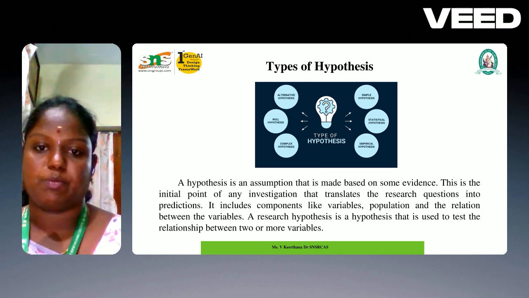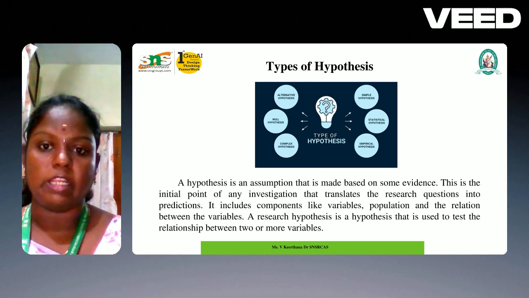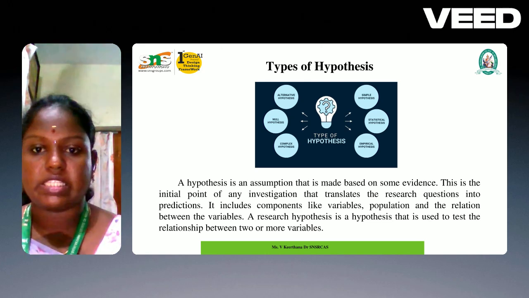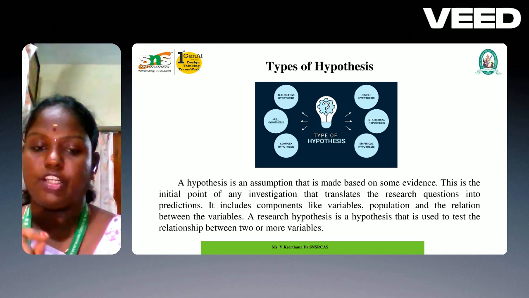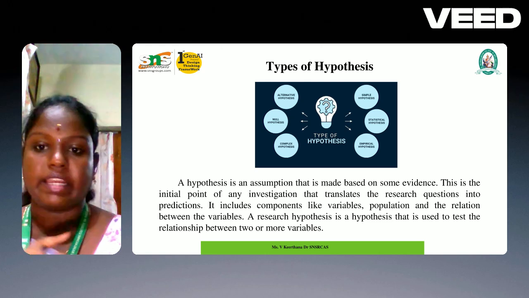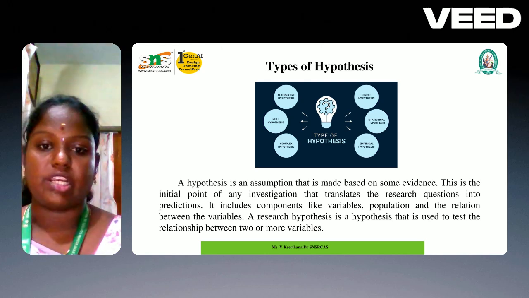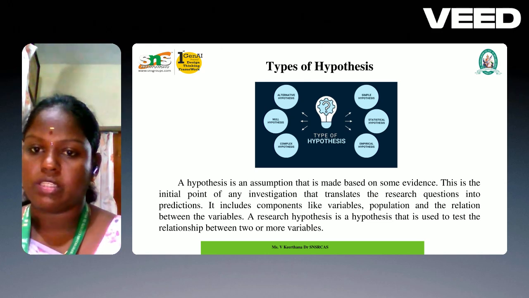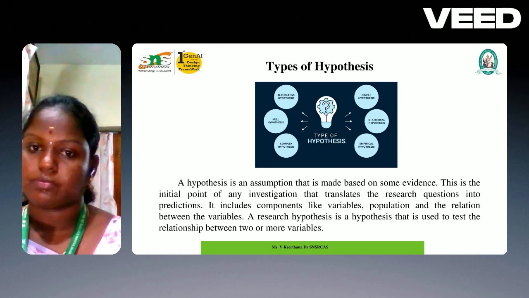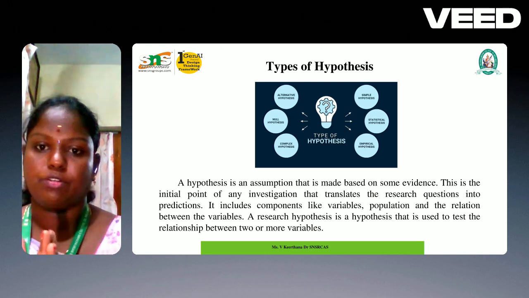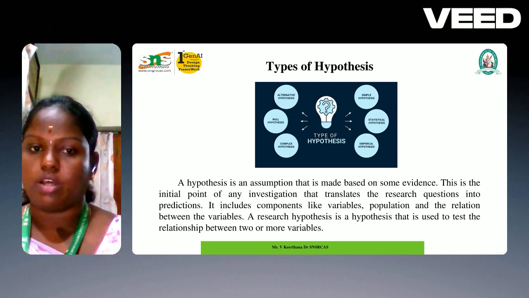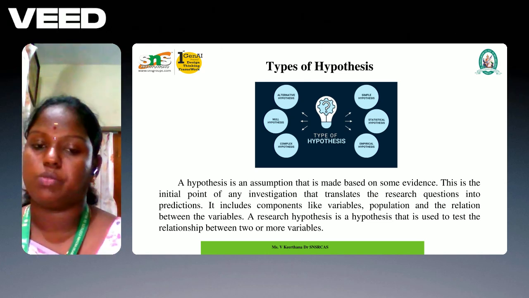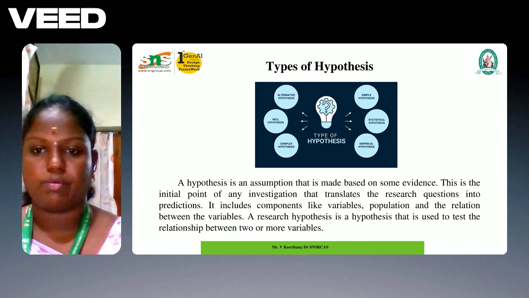Next is the null hypothesis. We have seen the meaning, right? The null hypothesis is very particularly mentioned. It provides a statement which is contrary to the hypothesis. It is a negative statement that there is no relationship between independent and dependent variables. The hypothesis symbol is H0. So the null hypothesis provides a negative statement, which is that there is no relationship between independent and dependent variables.